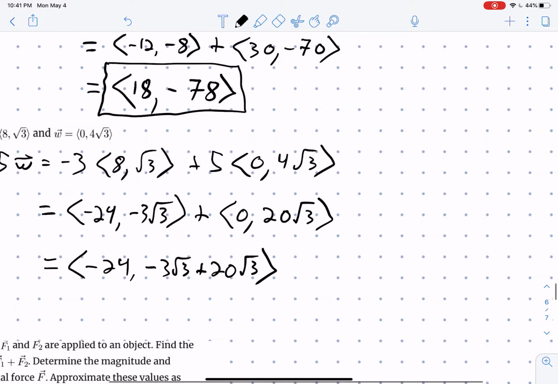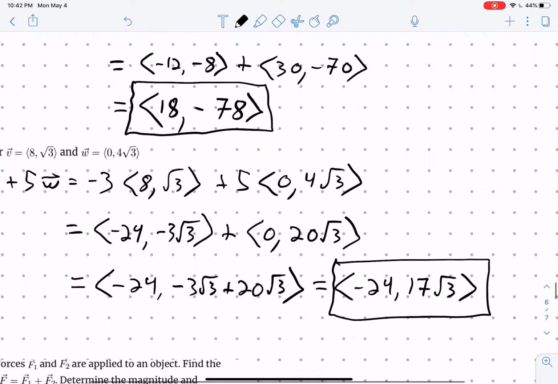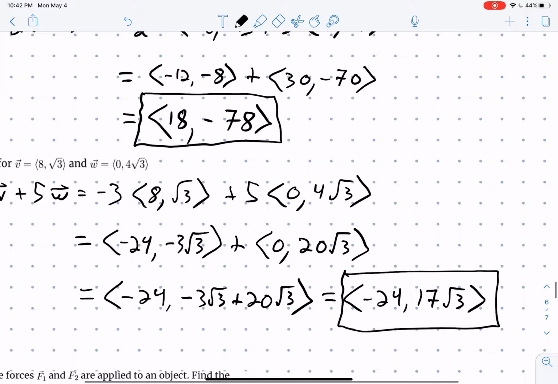What's nice about this is that both of these have a radical 3. They're like radicals, which means we can add the numbers in the front. And that will be our final simplification step. Negative 24 stays in the x, and negative 3 plus 20 is positive 17 radical 3. There we go. Our final answer here is the vector negative 24, comma, 17 radical 3. That's it for this example. There's one more example, and then we'll be done for today.